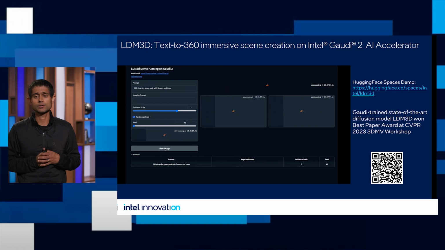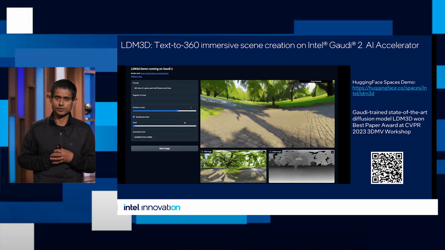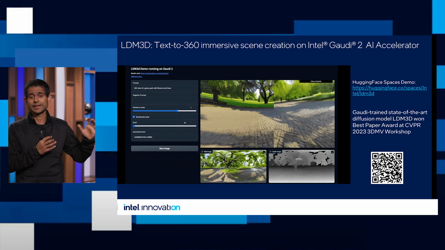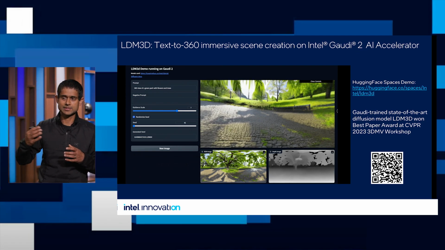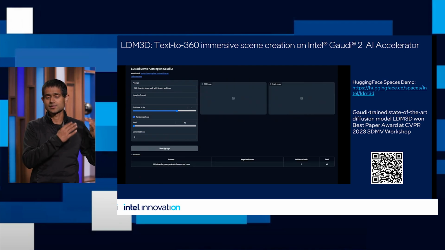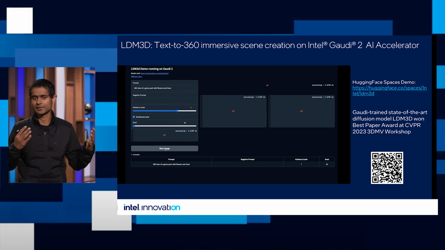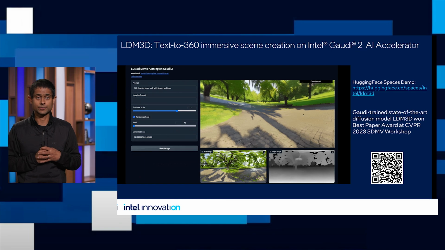Now, our team is also interested in building foundation models that can create new multimodal content. So for example, we have trained a custom diffusion model on Gaudi that we call LDM 3D or latent diffusion model for 3D. This model can take language prompts and generate 360 immersive scenes like we can see in the visuals here. This custom diffusion model generates the RGB image and corresponding depth map. The depth map is used to simulate a 360 view of the scene.